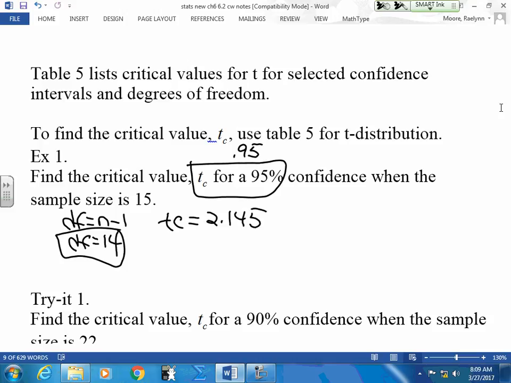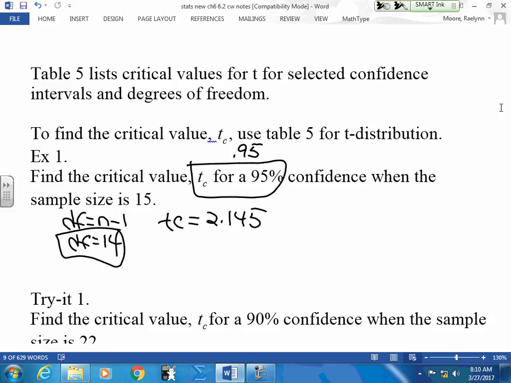2.145. Thank you. There's two other rows up there that we're going to use later on, those columns: one tail, two tail. We're going to use those when we do hypothesis testing. But right now, this is easy to match up. This is the level of confidence, 0.95.